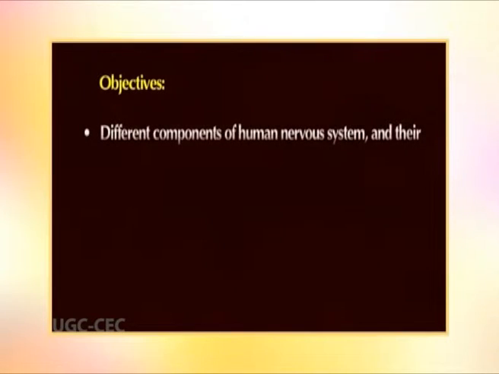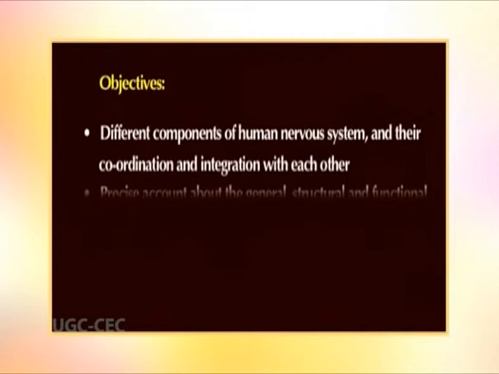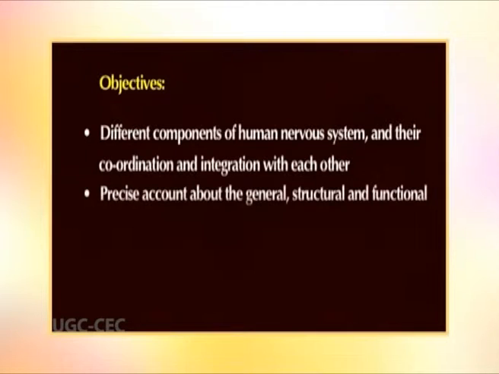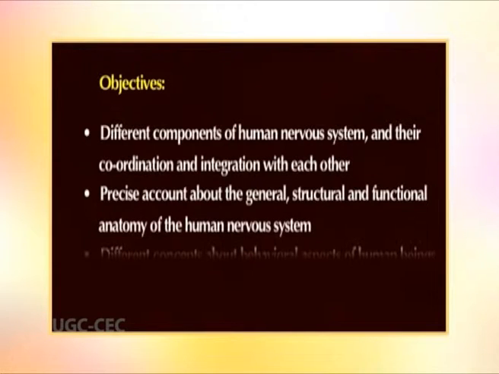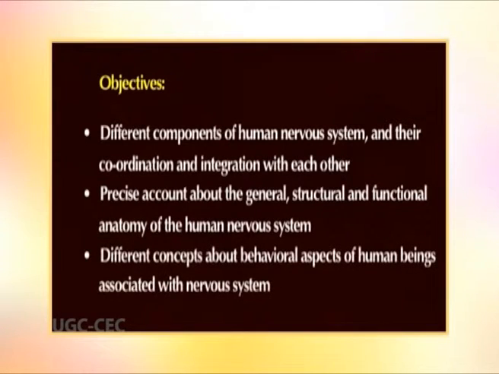Before delivering the lecture, let's see what the main objectives of today's lecture are. To know how the different components of human nervous system coordinate and integrate with each other. To give a precise account about the general, structural and functional anatomy of the human nervous system. To outline different concepts about behavioral aspects of human beings associated with the nervous system.